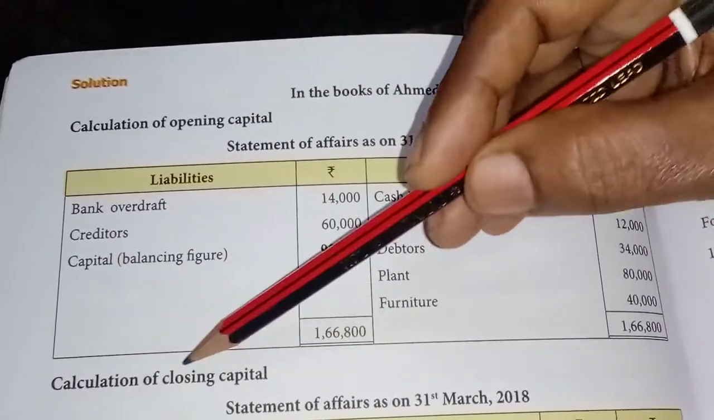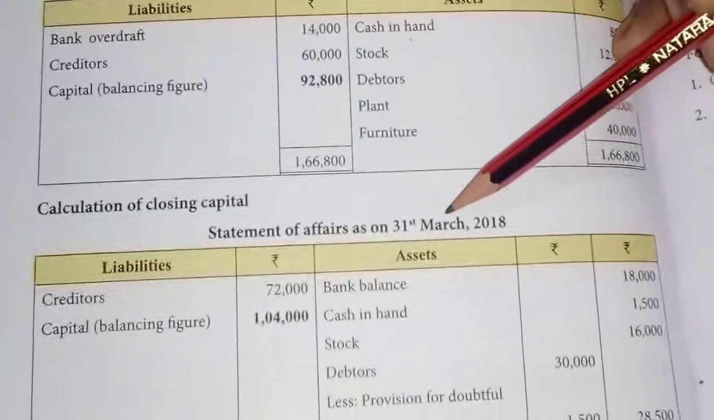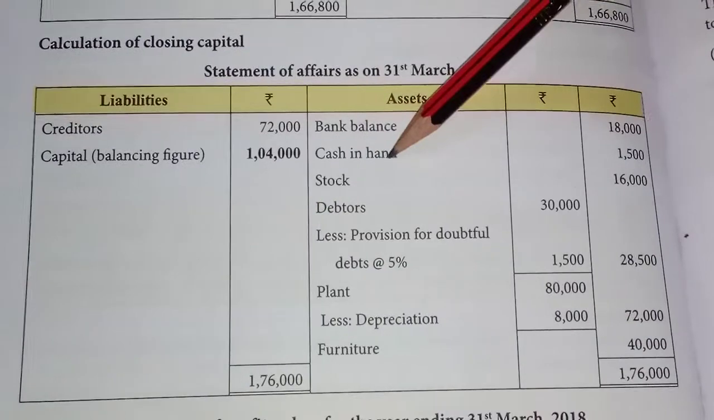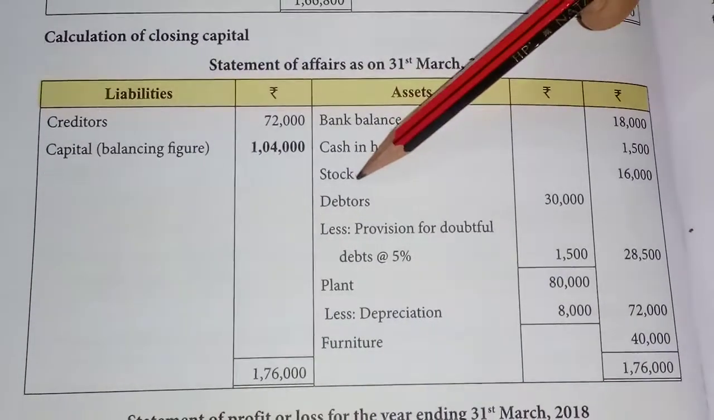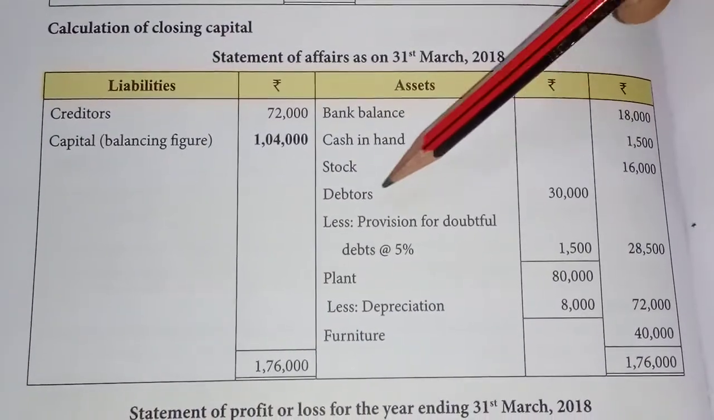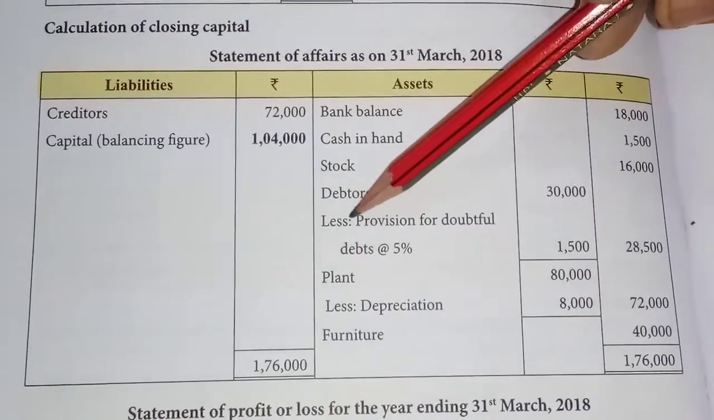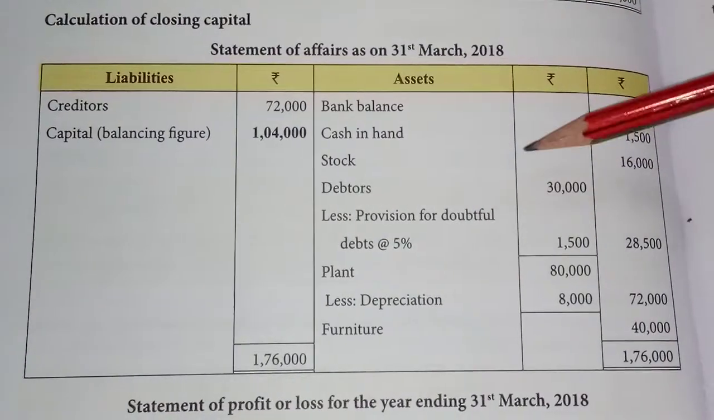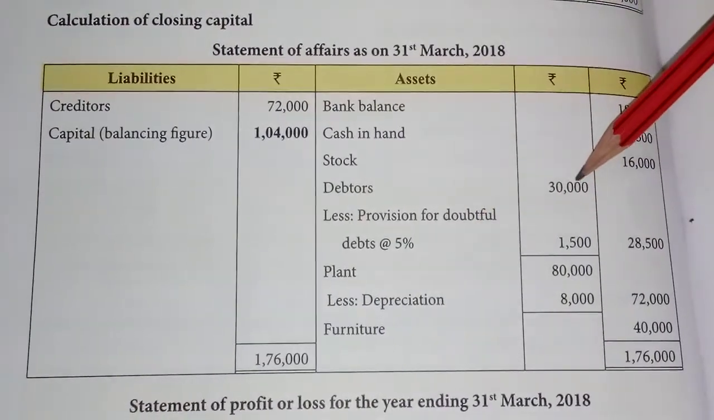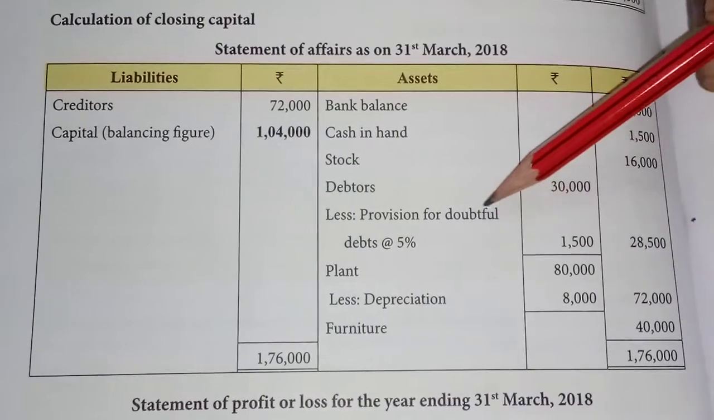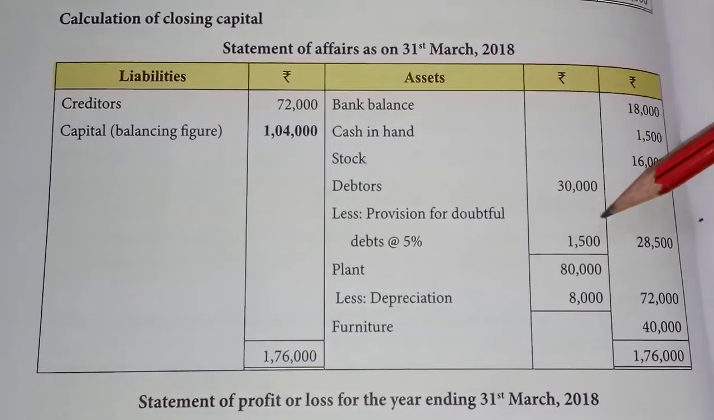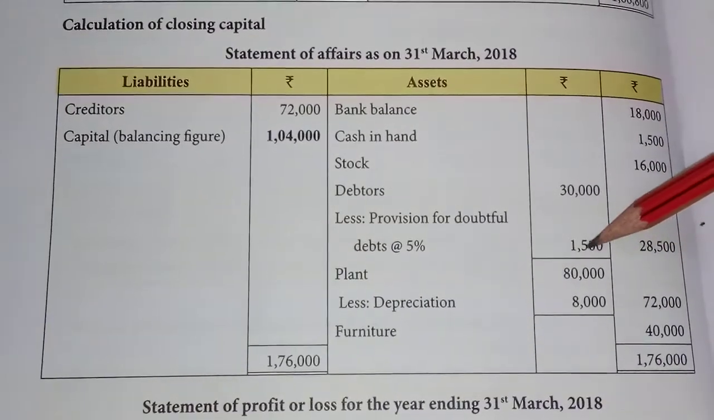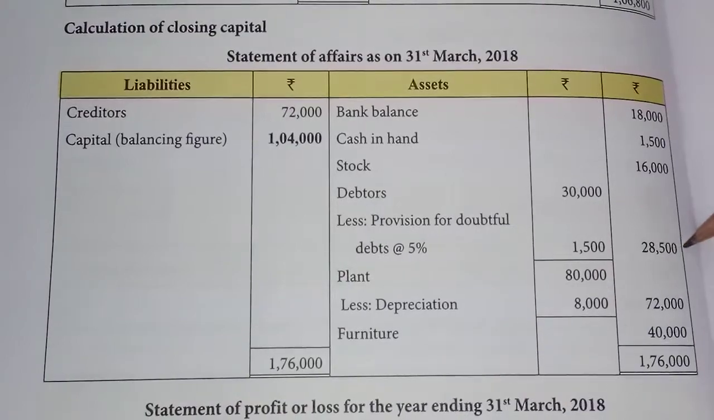Then next one, statement of affairs as on 31st March 2018. Here cash in hand you can write first, then cash at bank, then stock, debtors. Here we have one adjustment, less provision for doubtful debts, 5%. 5% we need to calculate on 30,000. 30,000 into 5 by 100, we will get 1,500. So draw a line and write the amount straight, 1,500, 28,500.